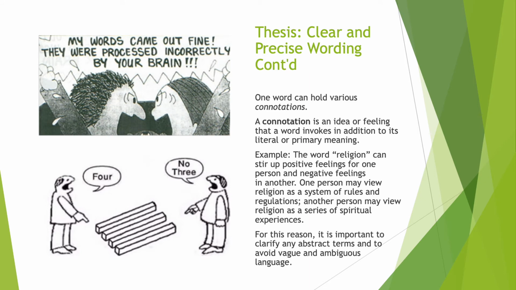When thinking about writing a thesis that's clear and precise, you should also consider the connotations of the words you use. A connotation is an idea or feeling that a word invokes in addition to its literal or primary meaning. For instance, the word religion can stir up positive feelings for one person and negative feelings in another. For example, when a person thinks about the word religion, she might be reminded of the precious traditions that have been passed down in her family for generations.